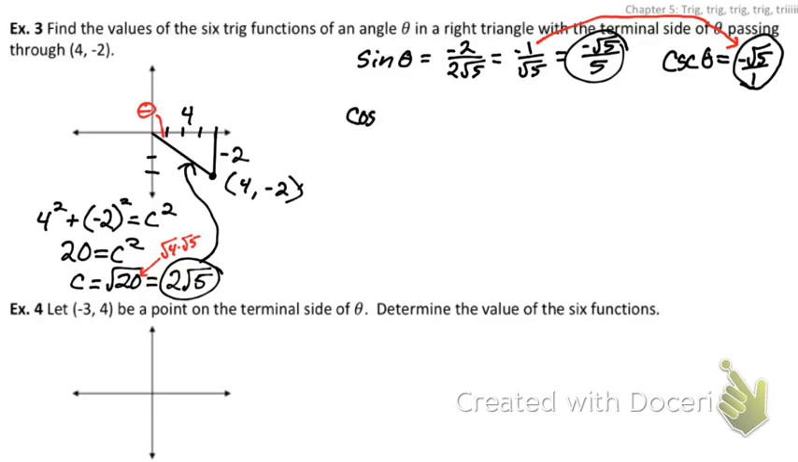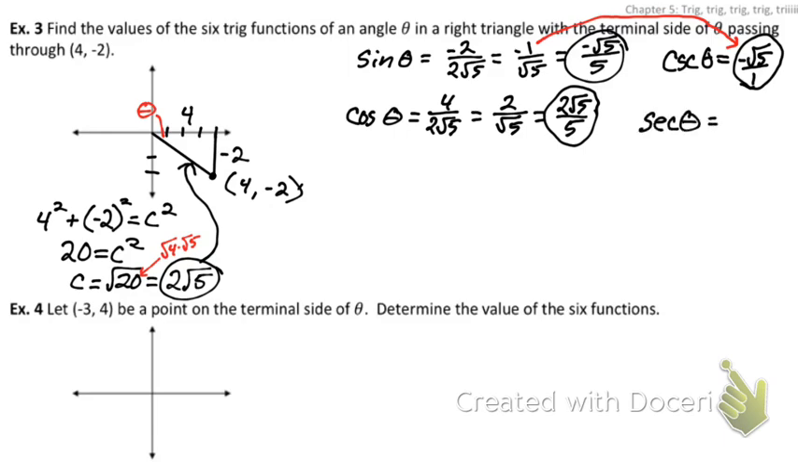All right, cosine. Cosine's adjacent. My adjacent is 4 over 2 square root of 5. Simplify that. That's going to be 2 over square root of 5. Multiply the top and bottom by square root of 5, and you'll get 2 square root of 5 over 5. My secant is just going to be the reciprocal. Work smart. Take the reciprocal of that one, and you will get square root of 5 over 2.